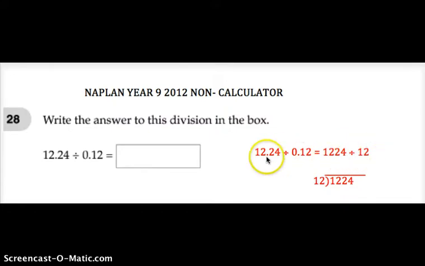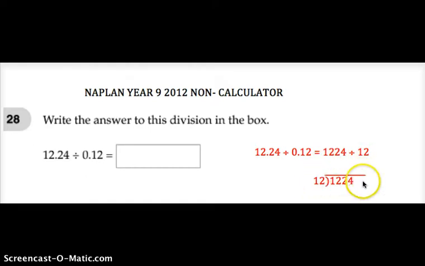This is the same as multiplying both the 0.12 by 100, and that makes it a whole number now, and multiplying the 12.24 by 100 as well, making that a whole number. So now the question becomes 1,224 divided by 12. So we can put the 12 out the front here, and now divide.